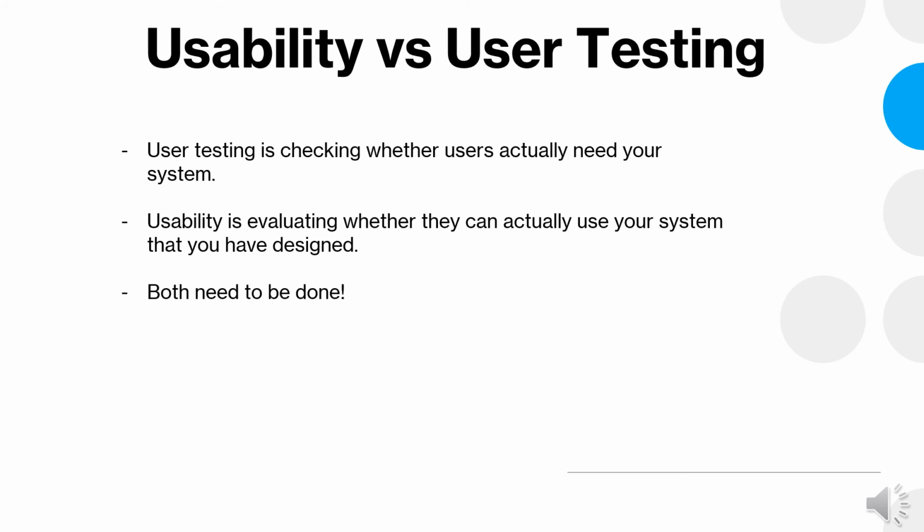So it happens at the very beginning of the design process to make sure that the system that you're trying to design is actually something that the users would actually use at the end of the day. But both usability and user testing need to be done.